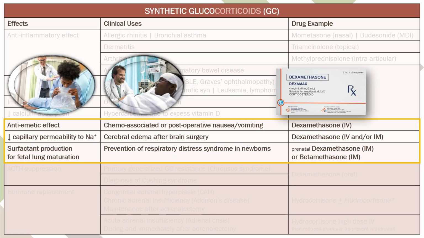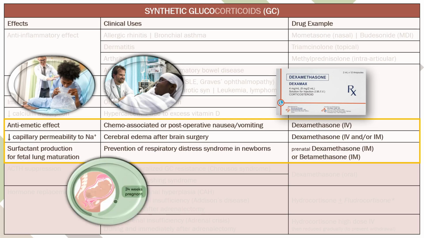For mothers at risk of preterm labor before 34 weeks, we give them dexamethasone 6 mg intramuscularly every 12 hours for 4 doses prior to delivery. This is done to accelerate fetal lung maturation and prevent respiratory distress syndrome after birth.